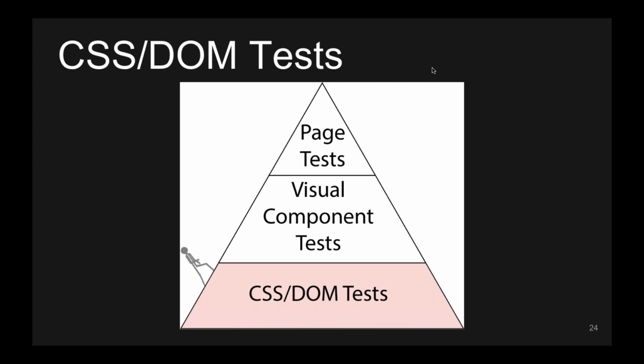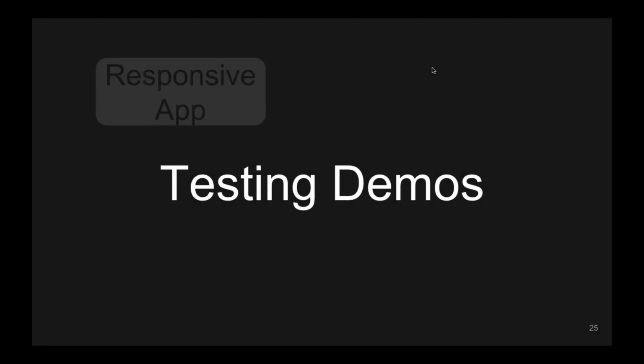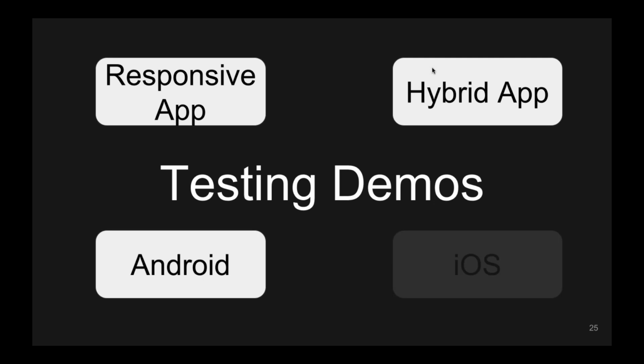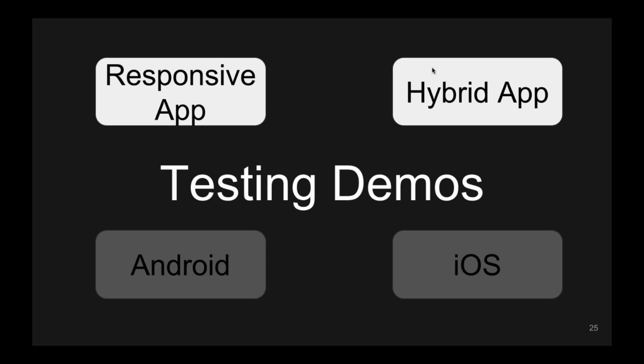So if you look at the CSS and DOM tests, before I go any further, I have to establish the demos and the testing that we'll be doing. We have the same application developed as a responsive app that I used React to develop. We have a hybrid app that I used React Native to develop. I also wrote it for Android using Java, and last but not least, I used Swift to develop the same application for iOS.